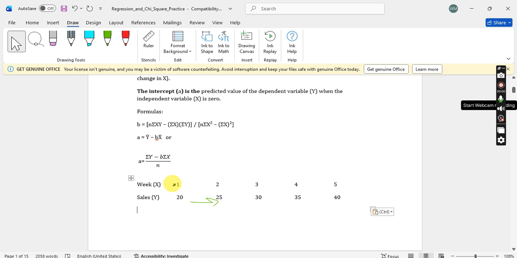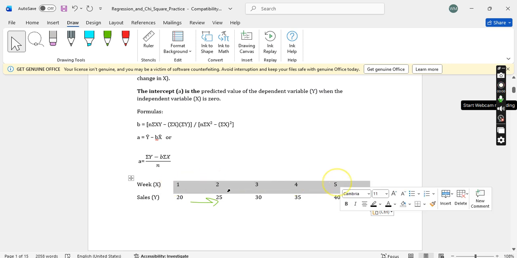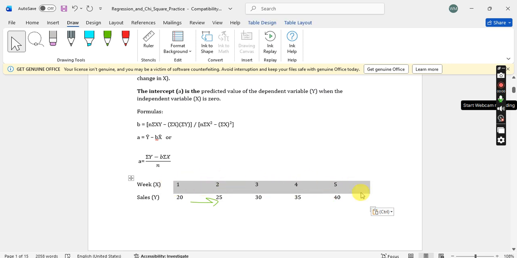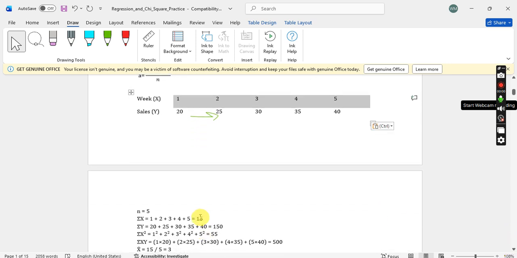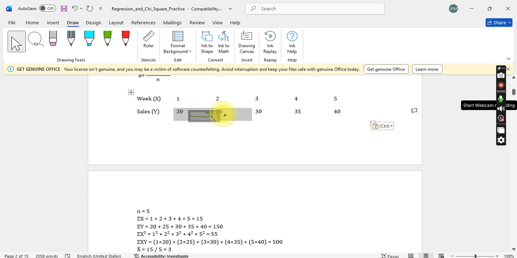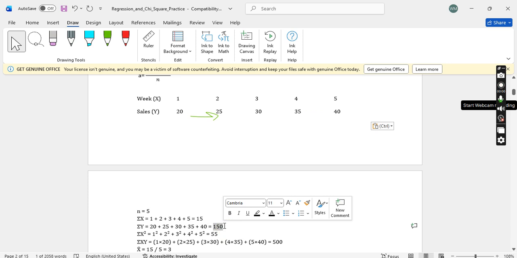Yes, so summation of x, we're just adding these x values: 1 plus 2 plus 3 plus 4 plus 5. We get 15. Summation of y, we're just adding 20 plus 25 plus 30 plus 35 plus 40. We get 150.